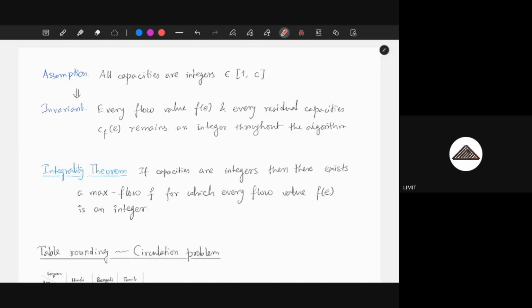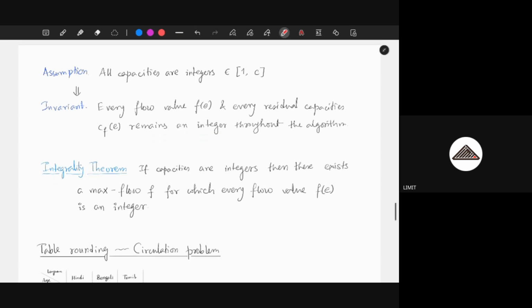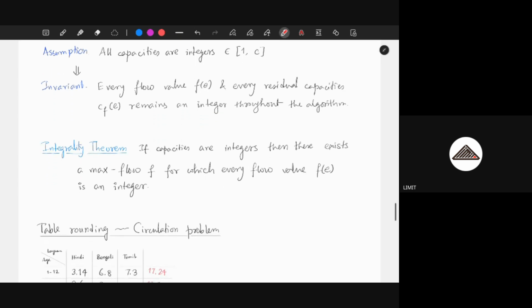It's just an observation. If you try to work out the algorithm by hand, you can see this. You can also prove this, but I won't go into the details, as I don't have much time. This actually implies a very important result: as capacities are integers, there exists a maximum flow f for which every flow value is an integer.